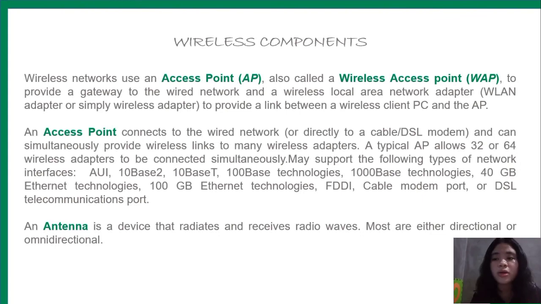Ang isang access point ay kumukonekta sa isang wired network o direkta sa isang cable DSL modem. Maaaring magbigay ng mga wireless na koneksyon sa ilang mga wireless adapter sa parehong oras. An antenna is a device that radiates and receives a radio waves. Most are either directional or omnidirectional. Ang antenna ay isang aparato na nag-iilaw at tumatanggap ng mga radio wave. Karamihan ay ang direction at ang omnidirection.